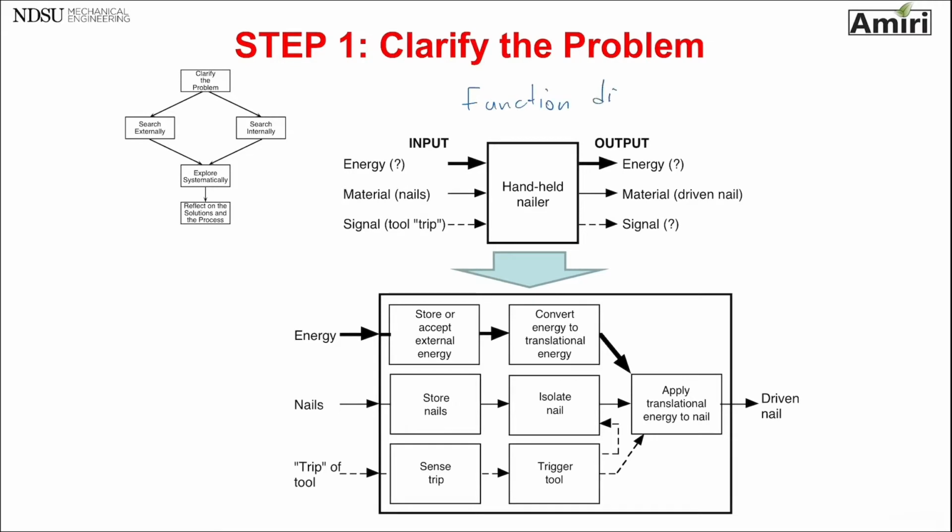So this is something absolutely you have to develop for your senior design. You need to have a function diagram of what you need to do. And what a function diagram is, you start with a box like this, which we call a black box. So, handheld nailer: it needs some sort of energy input and output, it needs some sort of material, which is nail in this case, and it needs some sort of triggering the tool to be applied, and the nails to be applied to wood.